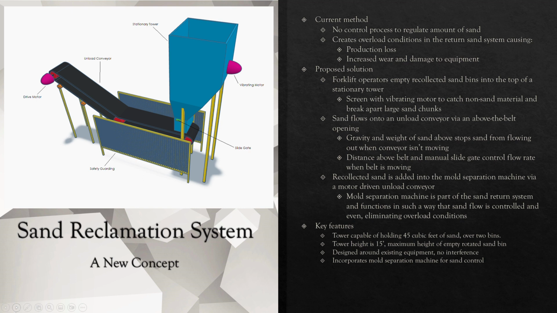The mold separation machine removes castings from sand molds, breaks the sand molds into small chunks and loose powder, and deposits the sand into our return sand process. This mold separation machine functions in such a way that the flow of sand is controlled and even. By integrating the mold separation machine into our recollected sand process, the problems associated with unregulated sand flow will be eliminated. The unloading conveyor must be angled due to the height of the mold separation machine.